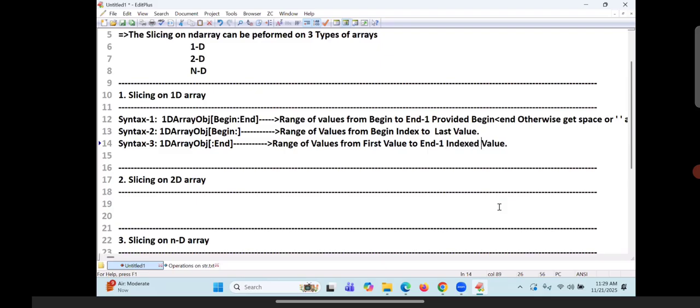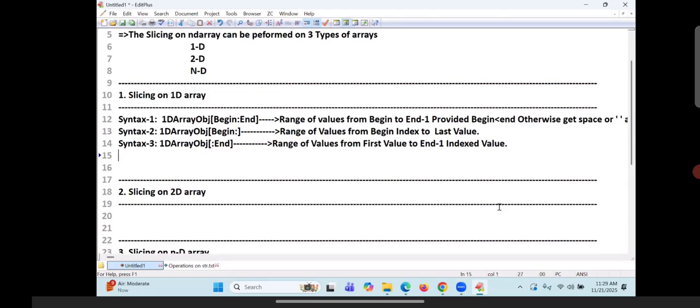You know, indexed value. So going back to the point, go to the next. Syntax number 4. What is syntax number 4? Come on. 1D array of what is the next?